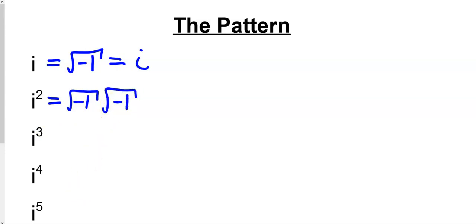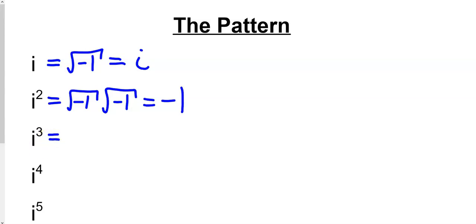Okay? So when you multiply these two, being that they are the same square root, the -1 will pop out. So i squared really represents -1, because the square roots will just cancel each other out. Okay? Remember, we talked about that. When you have the same square roots multiplying each other, they cancel each other out.